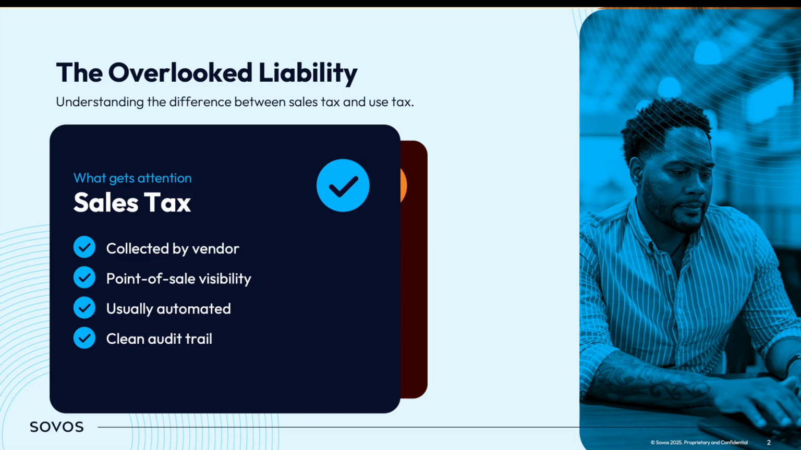First, let's do a little bit of a level set between sales tax, which I think gets a lot of the attention, and use tax. First of all, sales tax is very visible. It's something that you see in your everyday life. It's charged by the vendor, it shows up on invoices or receipts, and it's usually handled by your e-commerce or your ERP platform. And there's a process, there's governance around this. It's usually automated, and there's a clean-cut audit trail that happens.